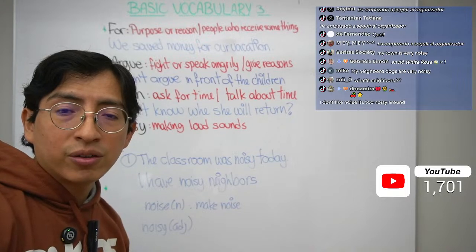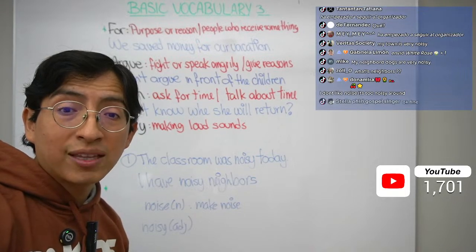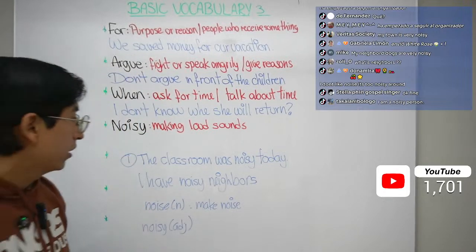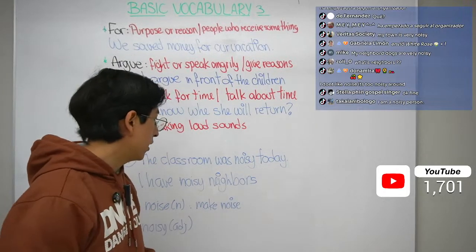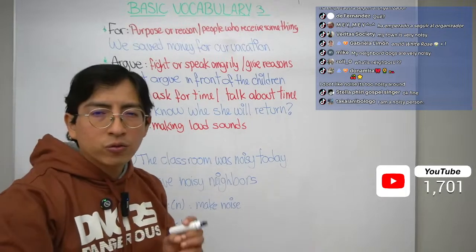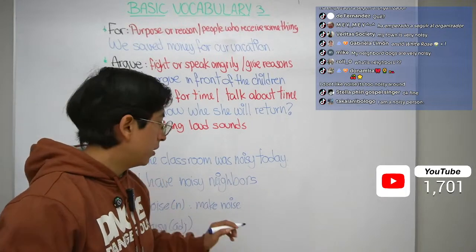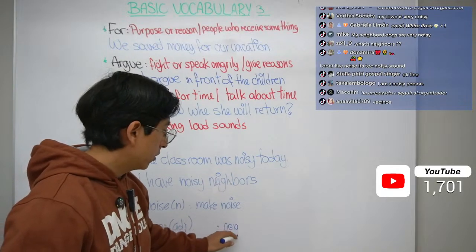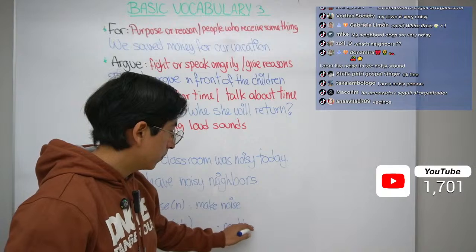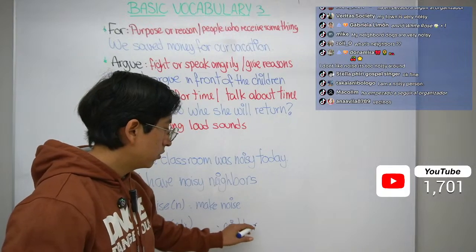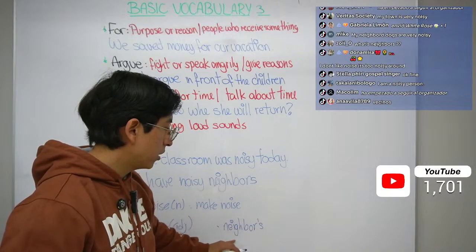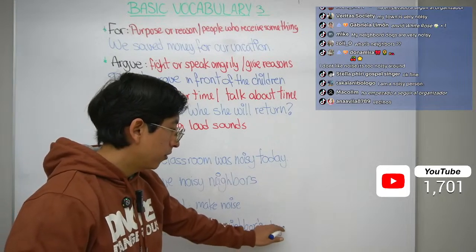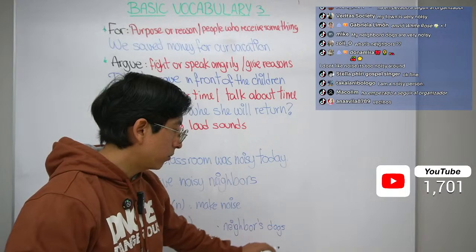Okay, my town is very noisy. My neighbor's dog is very noisy. My neighbors. Here you have to use the possessive. Neighbors' dogs. My neighbors. If you're talking about just one, my neighbor's dogs. Okay, if you're talking just about one neighbor.